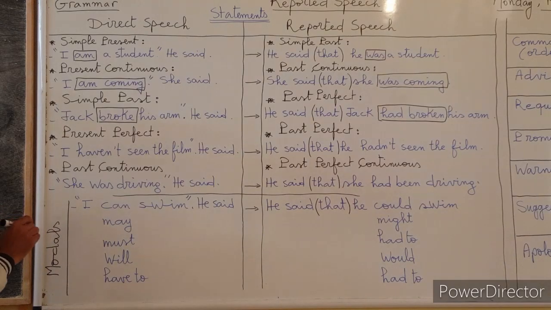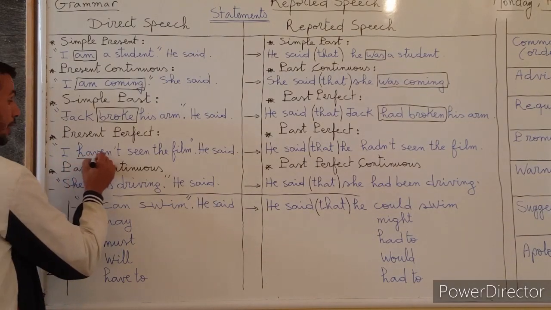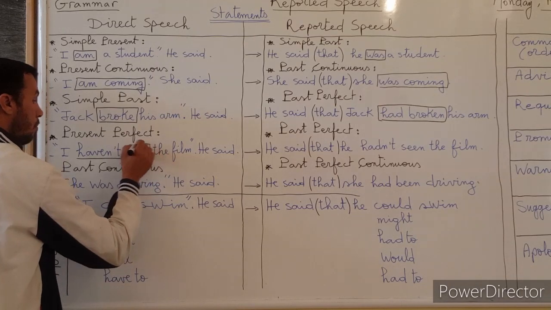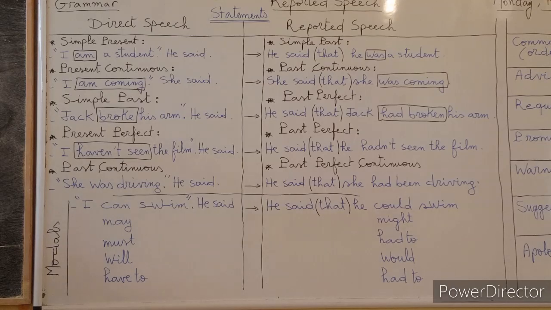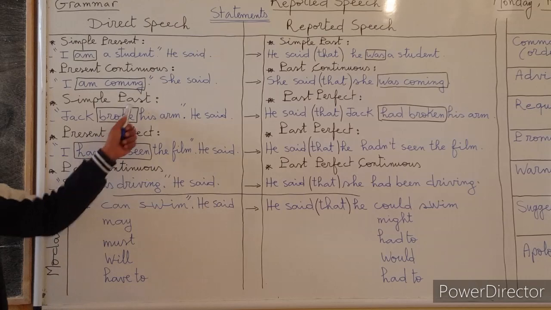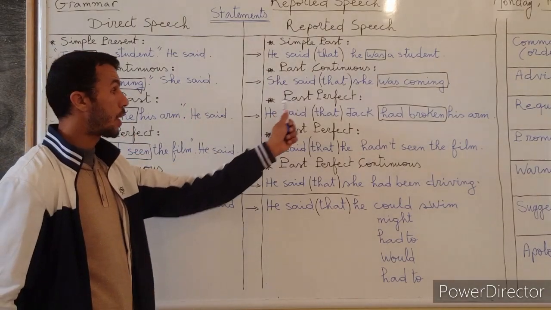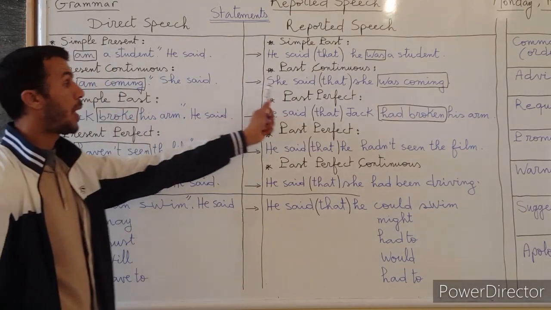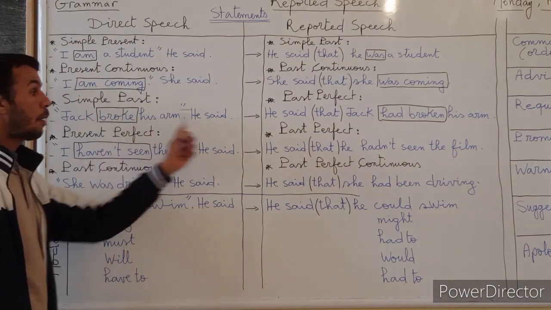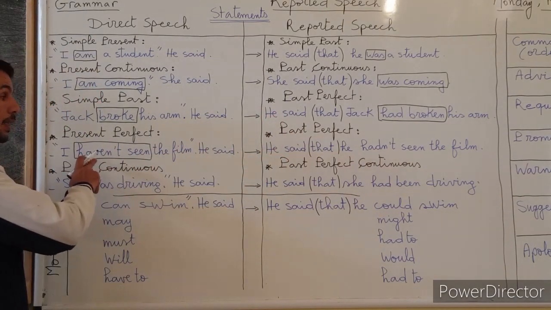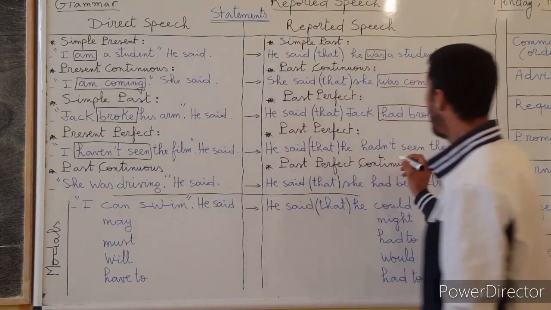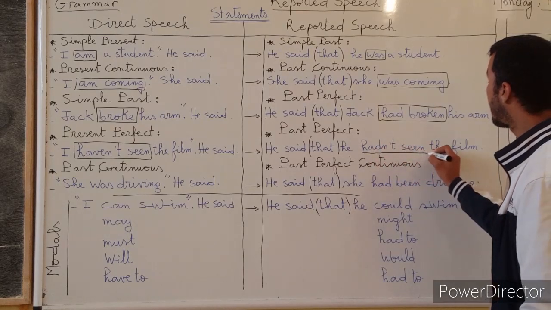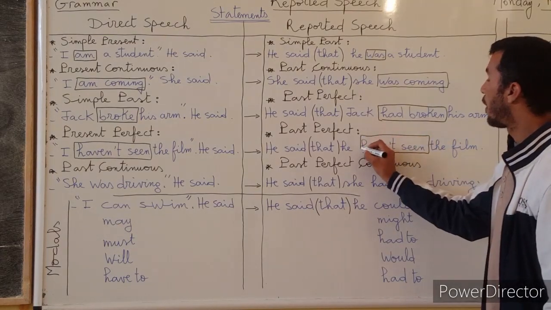his arm. Present perfect. I haven't seen the film. So the present perfect in this example is haven't seen. Present perfect again, like simple past, both of them become past perfect. So look here: simple past, past perfect; present perfect, past perfect. So for this example of the present perfect, it becomes: He said that he hadn't seen the film.